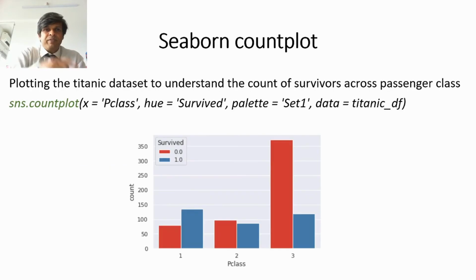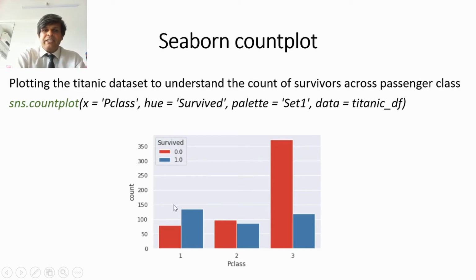Let's move on. Okay. So the next which we'll be doing is the count plot. So what we did is we drew some graphs based on categories. Now we want to see the counts within those categories. So here we are plotting the Titanic data set to understand the count of survivors across passenger class. So what was the count of survivors in each class of passengers? Passenger class 1, passenger class 2 and passenger class 3.